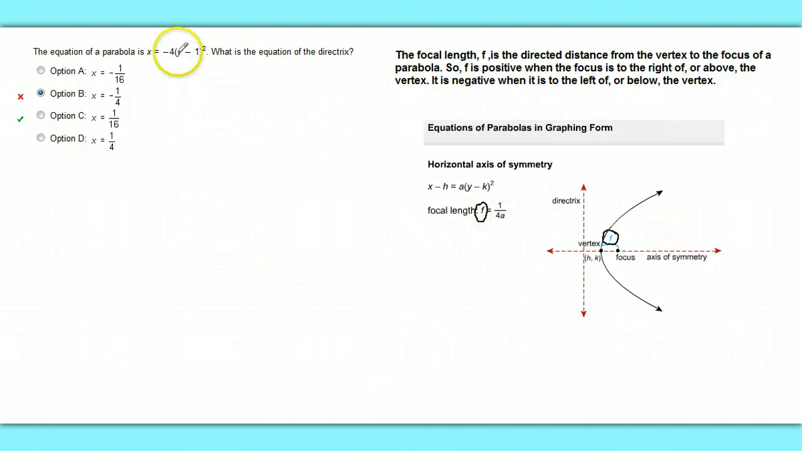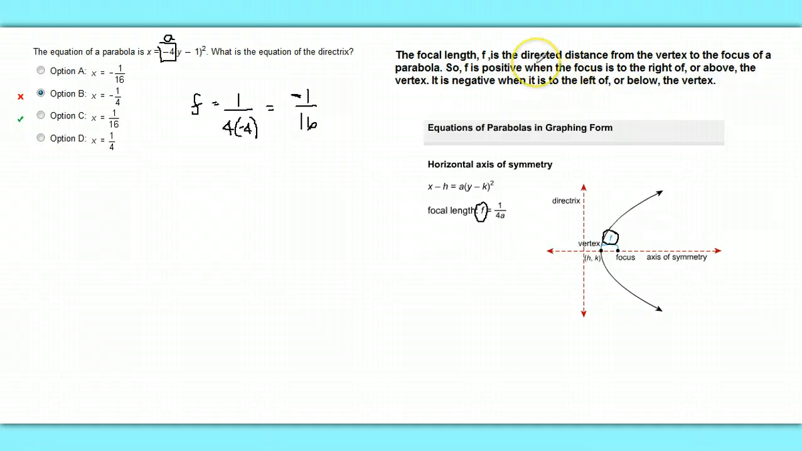So to get to that, we need a, and a is always this number right here in front of the parentheses on the right side. And so we're going to use the formula. We're going to plug in a. So we're going to get 1 over 4 times -4, which would be -1/16. 4 times -4 is -16, but we usually write the negative in the numerator.